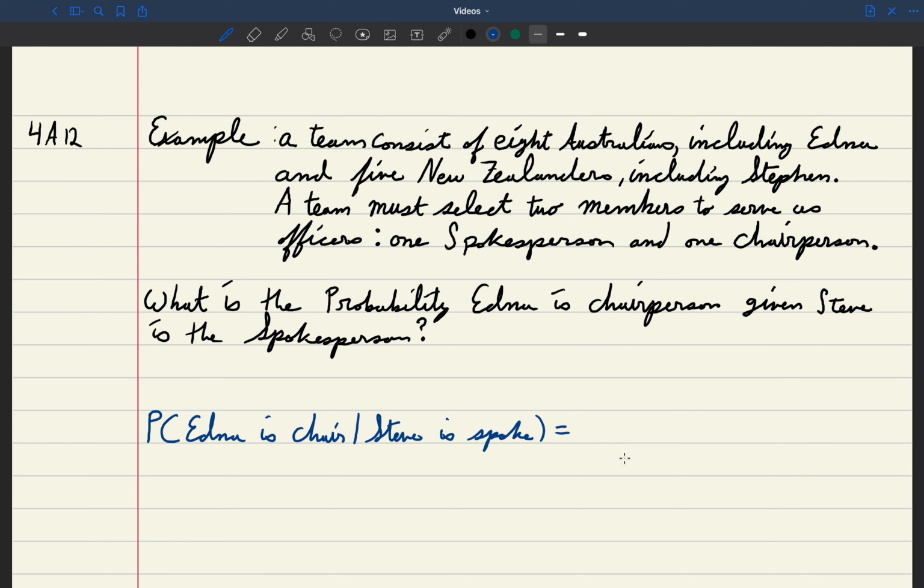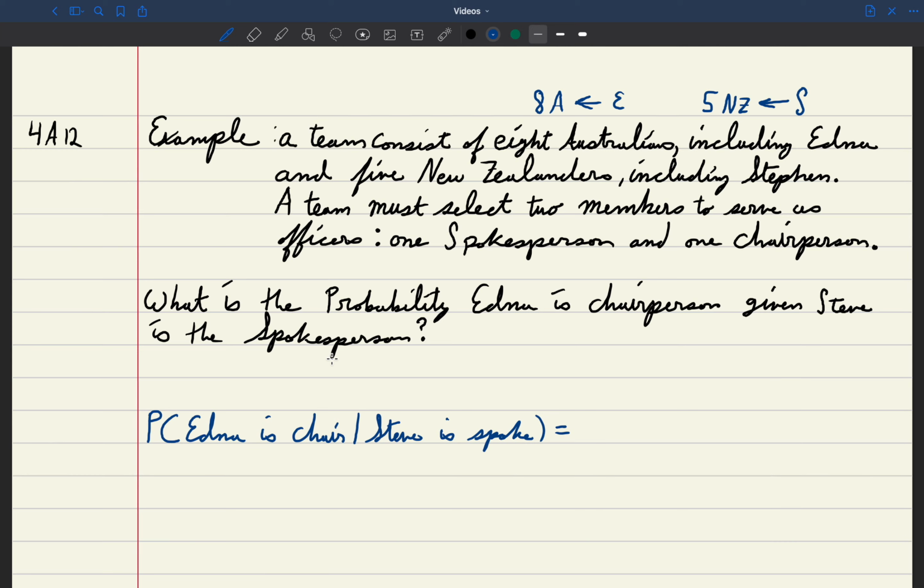Okay, so in the question, it breaks up people into groups, and in this question, it's 8 Australians, and this includes Edna. And we also have 5 New Zealanders. So I'm going to write them as NZ. And this includes Steve. So Steve is one of the 5. Edna is one of the 8. Now, the question is, what is the probability that Edna is the chairperson given that Steve is the spokesperson?